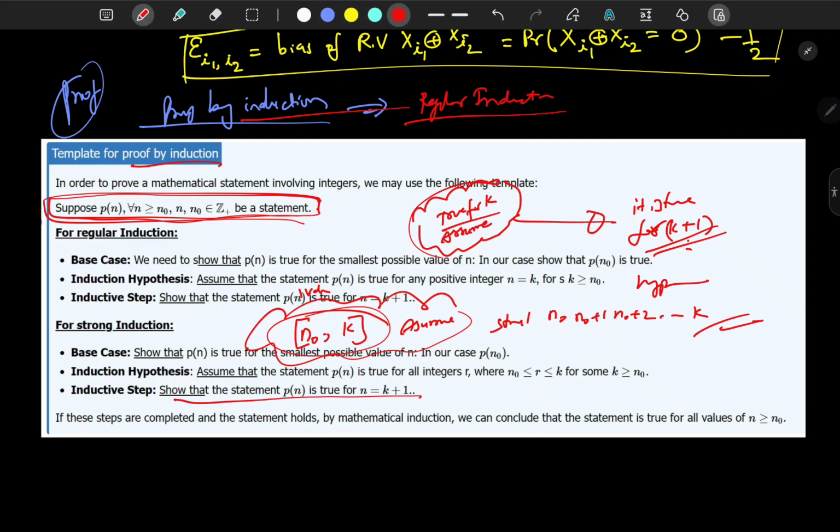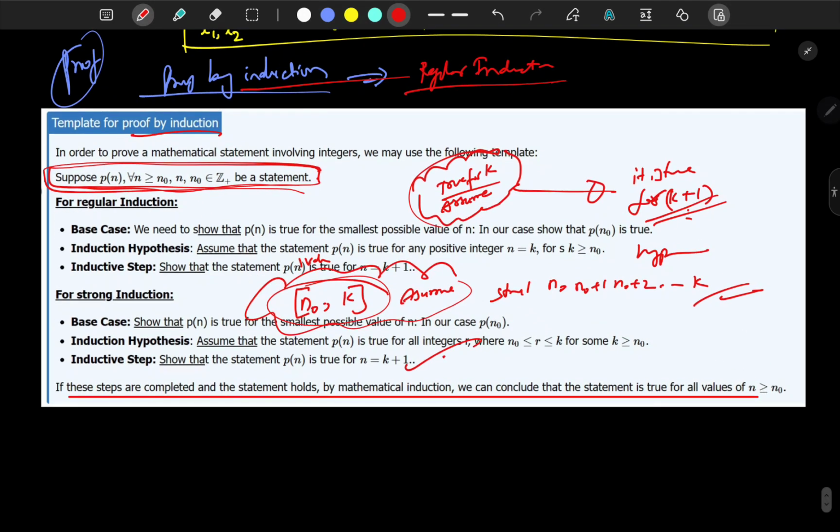Finally, the inductive step is to show that the statement is true for n equals k plus 1. This is what they have written. So if these steps are completed and the statement holds by mathematical induction, we can conclude that the statement is true. This is all about proof by induction.